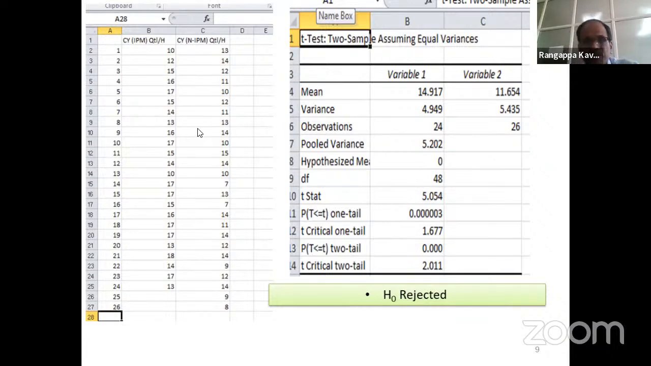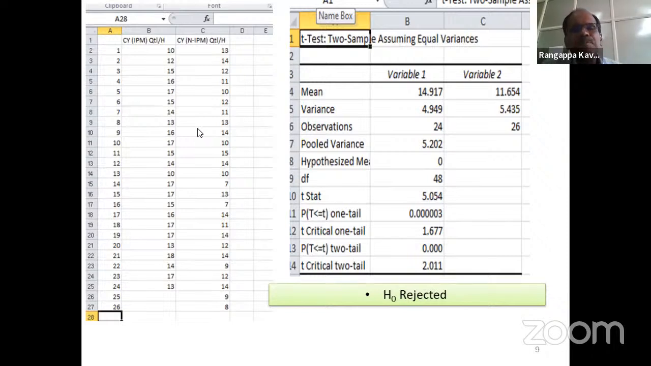For these two, in the earlier session I told you that the research hypothesis is that the farmers who have adopted the integrated pest management technology obtained significantly higher cotton yield compared to the farmers who have not adopted the IPM technology. So that was my research hypothesis. To test it, we have to go for a t-test. The t-test is the one with the help of which we can draw inference.